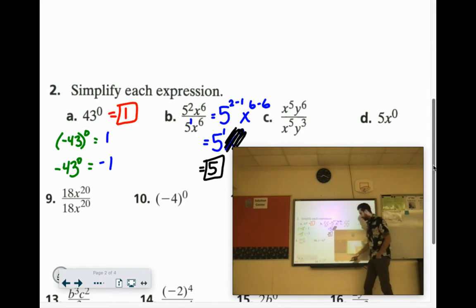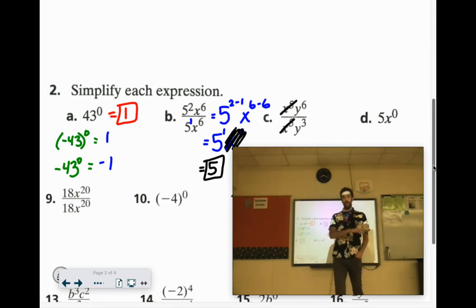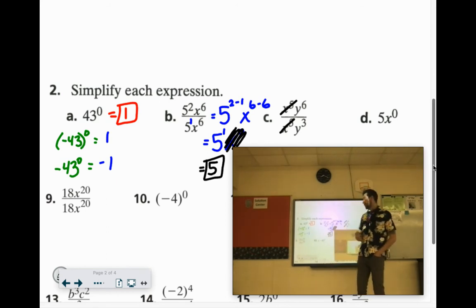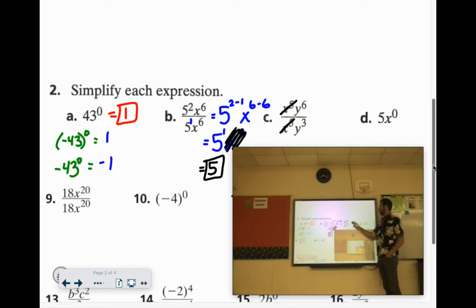All right. X to the 5th over x to the 5th. Same thing in the numerator and denominator. Cancel it out, because 5 minus 5 would be 0, and x to the 0 power is 1, so it just vanishes. So we are left with y to the 6th over y to the 3rd. If you subtract 6 minus 3, you get 3.